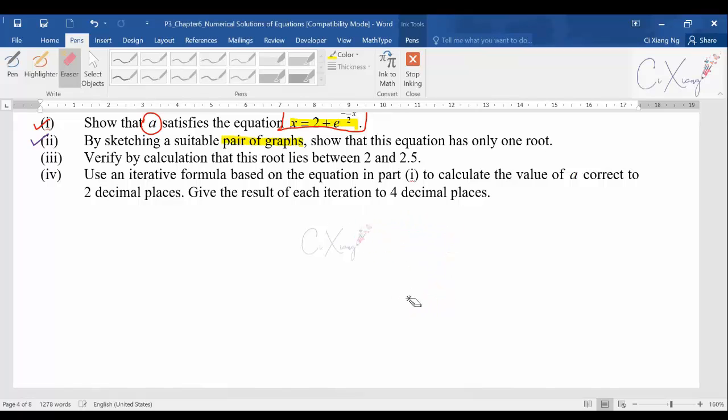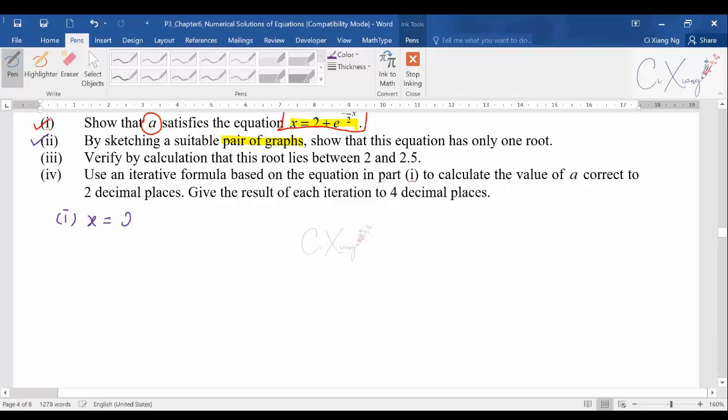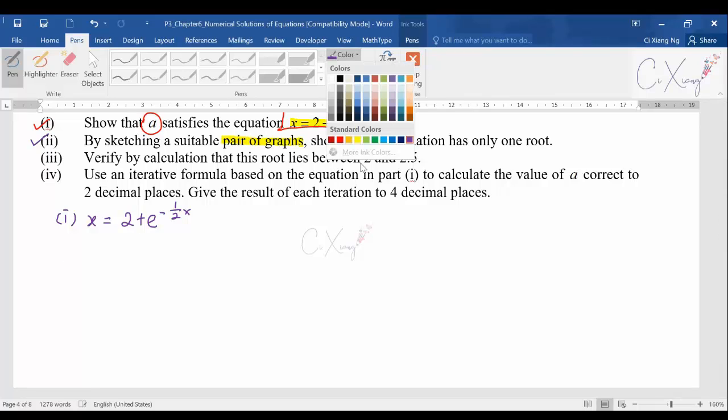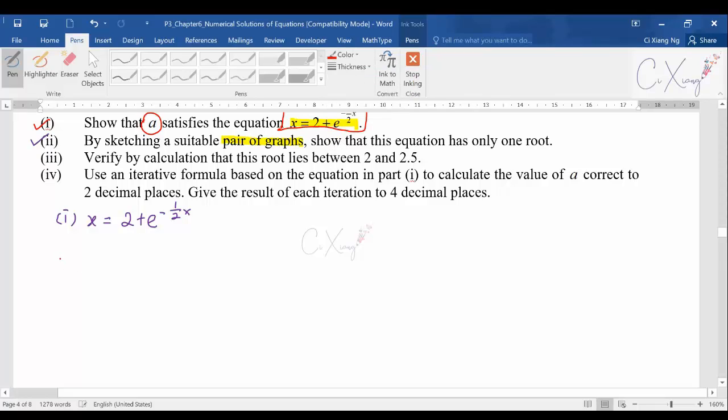Okay, so you already know that from part number 1, this is what we get. So we get actually x equals to 2 plus e power negative half x. Then now for part number 2, they want you to sketch the graph. To sketch a graph, generally I think you should know already. On the left hand side, you need to sketch one graph, which is y equals to x, and then the other graph should be y equals to 2 plus e negative half x.